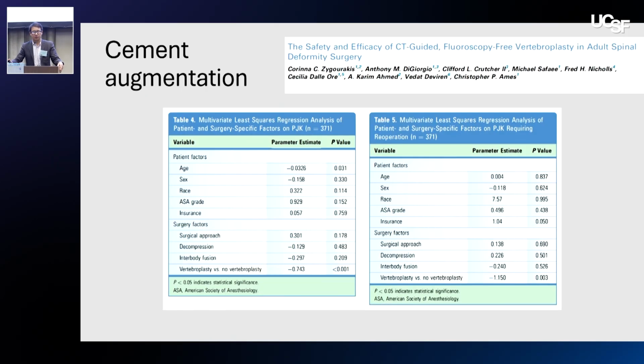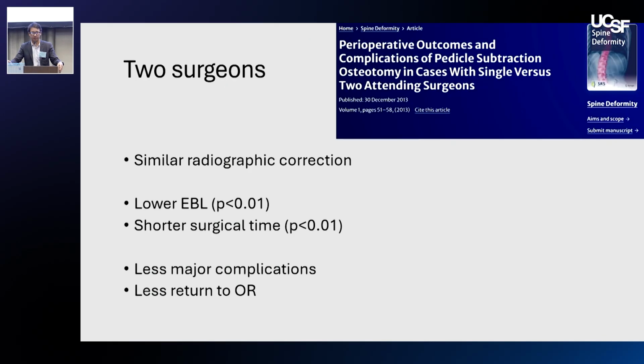Now, cement augmentation was alluded to a little bit, particularly Chris's and Vedat's technique of more or less fluoro-less vertebroplasty, adding efficiency and decreased radiation exposure to the patient and the surgeons. If you look at this, even on multivariate analysis looking at PJK and PJF, the vertebroplasty at UIV and UIV plus one really does stand up as an independent predictor of PJK and PJF. This has also been alluded to even just right now with Raj, but we do believe in the two-surgeon model.